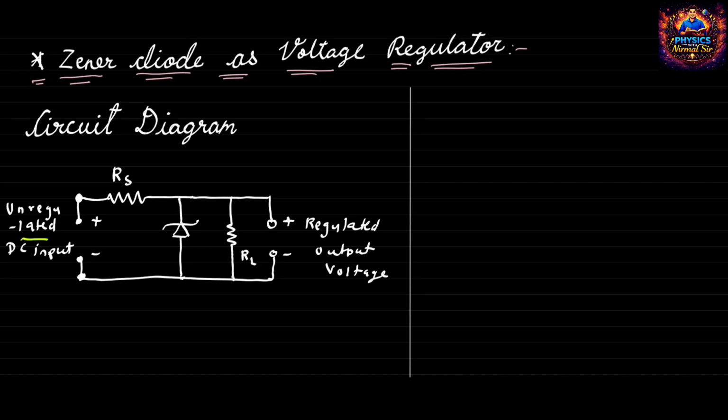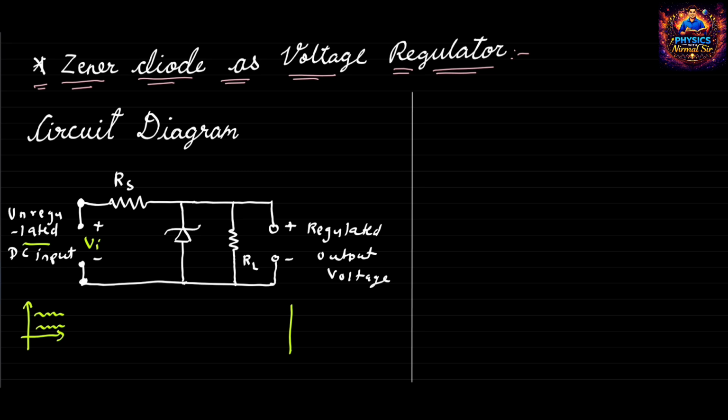Next topic is Zener Diode as a voltage regulator. So here you can see in the circuit diagram, on the left hand side at the input point, we have an unregulated DC input. It means the wave which is coming is a little bit fluctuating. It is not exactly the same, and we want a straight line. That is called regulated output voltage.